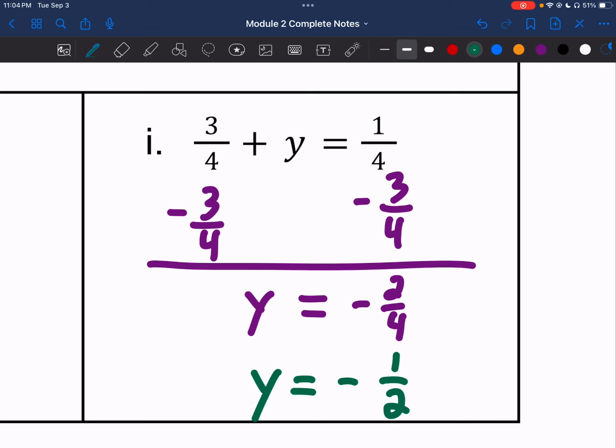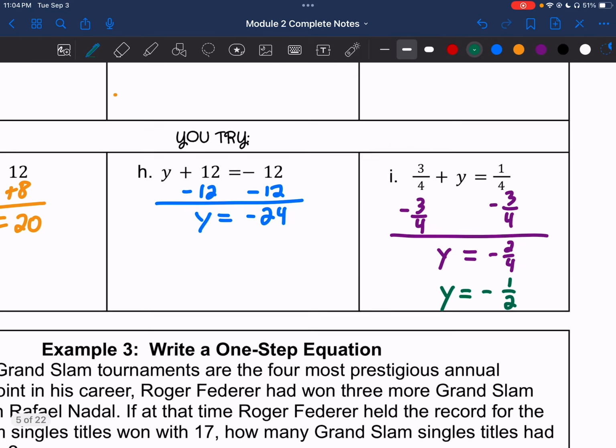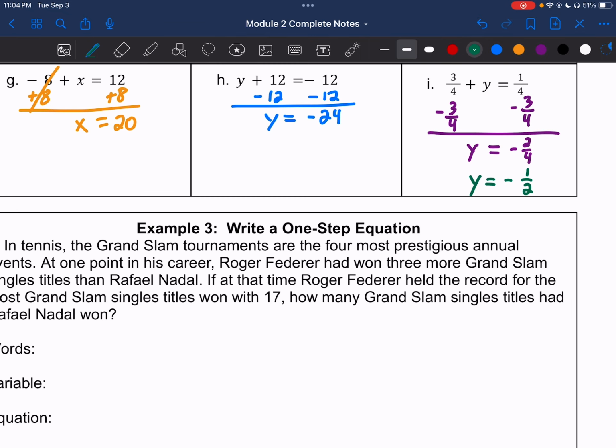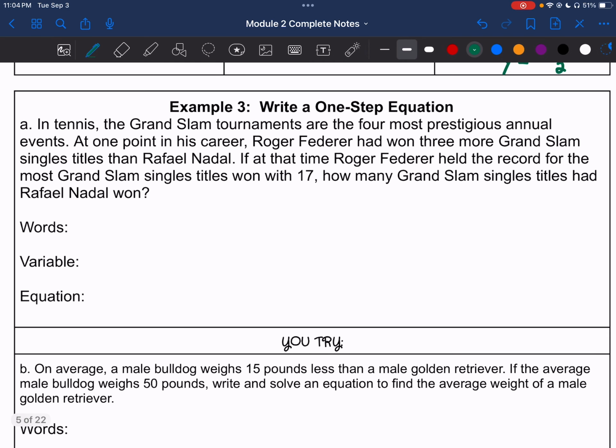All right. So let's take a look at example 3, which is write a one-step equation. In tennis, the Grand Slam tournaments are the 4 most prestigious annual events. At one point in his career, Roger Federer had won 3 more Grand Slam singles titles than Rafael Nadal. If at that time Roger Federer held the record for the most Grand Slam single titles won with 17, how many Grand Slam single titles had Rafael Nadal won at that point?